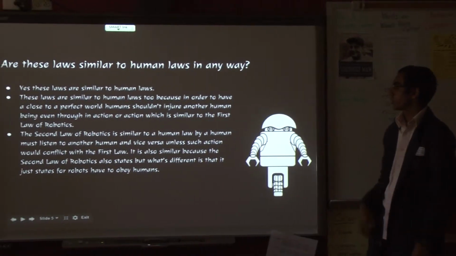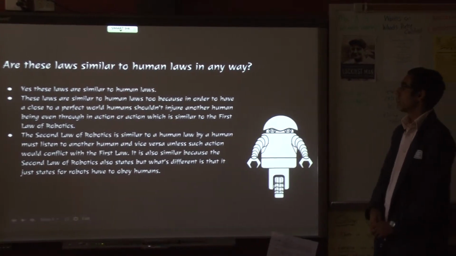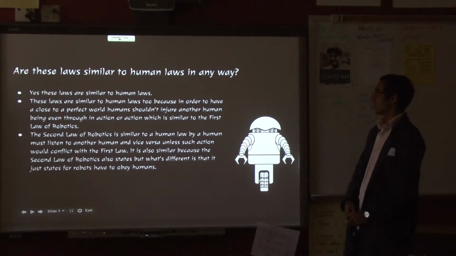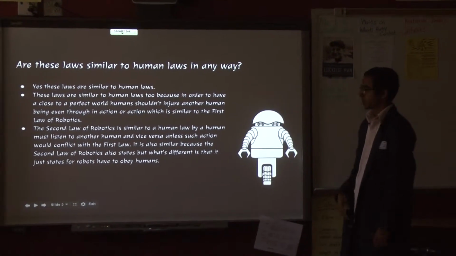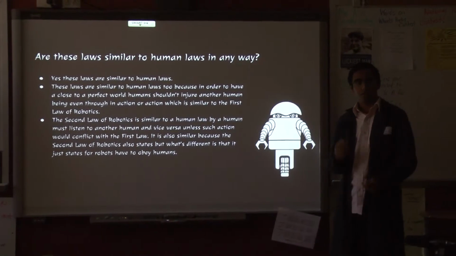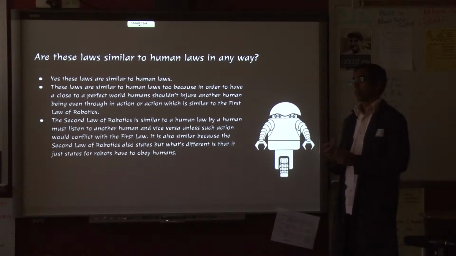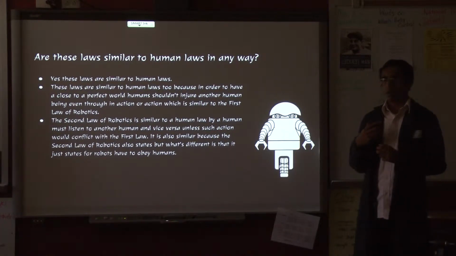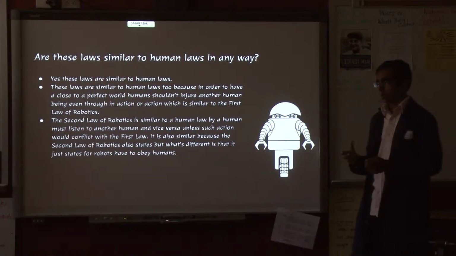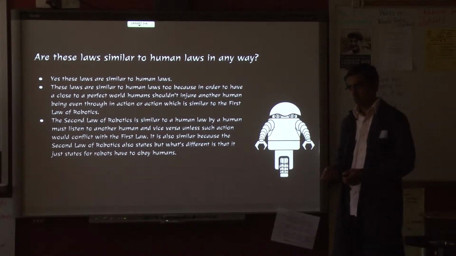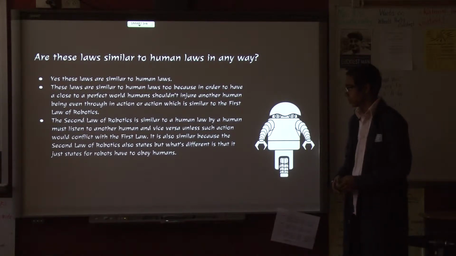So a part of our question was, are these laws similar to human laws? So the first law of robotics is similar to a human law. Like, pretend a human does a crime, for example, a human does a crime to another human. He will be punished. He will go to jail eventually.